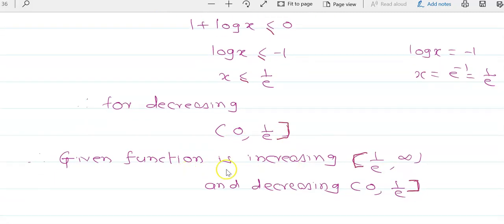Therefore the given function is increasing in this interval, a closed interval 1 upon e to infinity open, and decreasing in 0 to 1 upon e, and it is a closed interval. Now we'll see the next example.